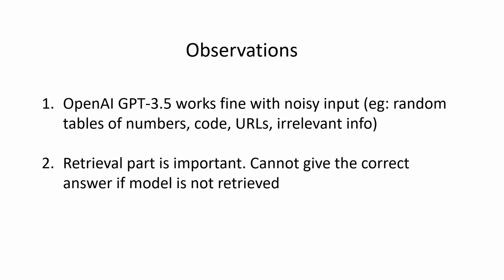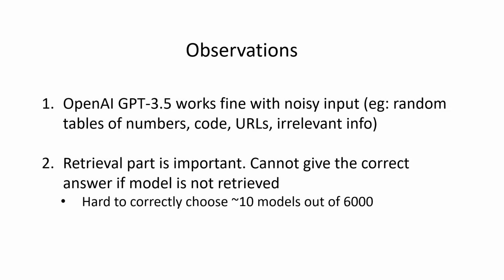And my second observation is the retrieval part is really important, because if we cannot retrieve the correct model to feed into GPT, then there is no way for it to answer the question correctly. But this is generally pretty hard because there are 6,000 models and we can only feed the readmes of about 10 models into the context. So it is quite likely that there are models somewhere in these thousands of models that are more suitable for the task, but it just did not get retrieved in these 10 models.